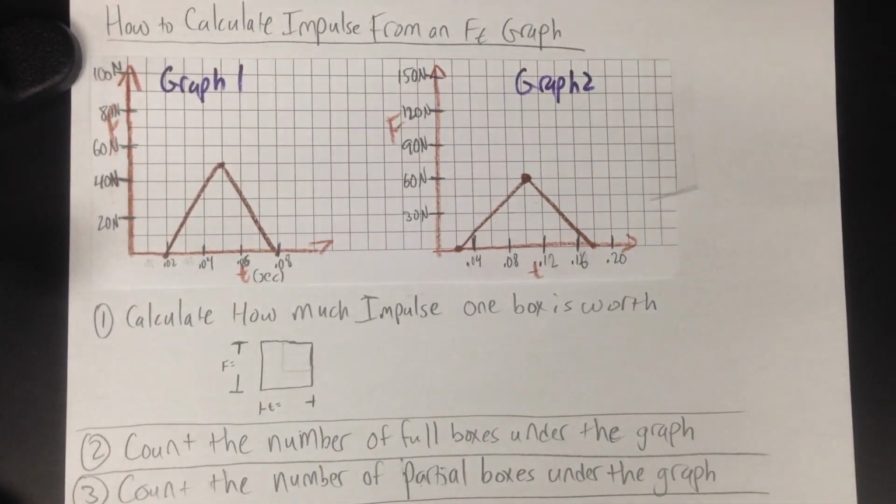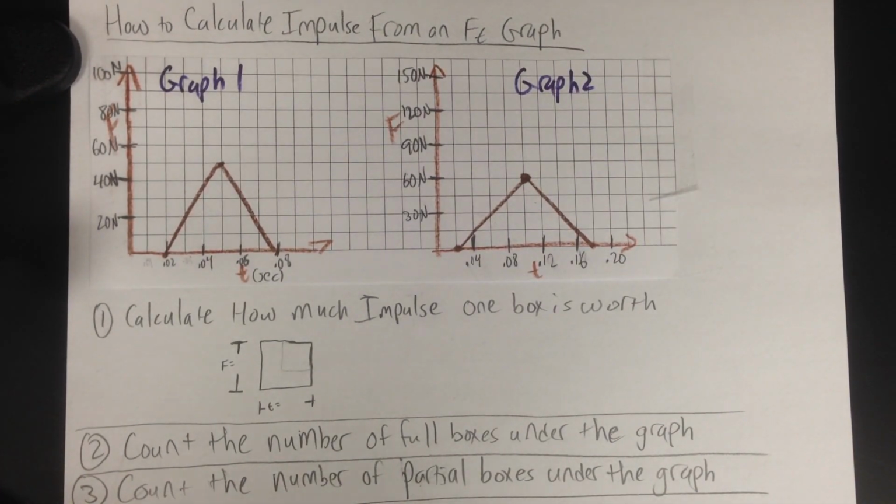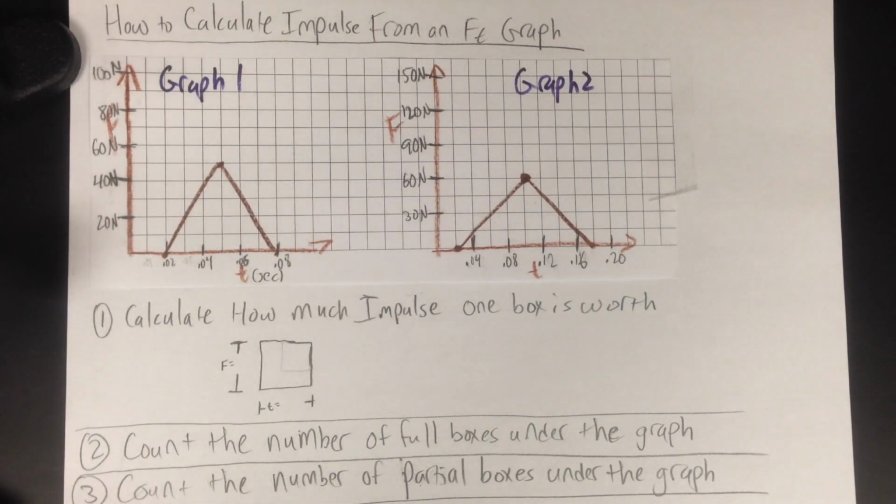Hey guys, this is how to calculate impulse from a force time graph. Sometimes they're called impulse graphs too, because as you know, the area underneath the graph gives you the impulse. So what we're going to try and do is estimate the area underneath a graph using grid paper. And if we can estimate that area well, then we've estimated the impulse well.